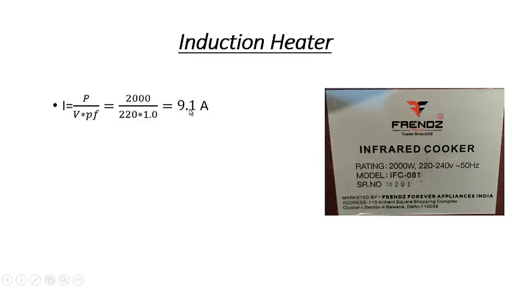Here also it's a heating load, but for an induction heater or infrared cooker, the power factor will not be equal to 1. It will be of the order of 0.9 or 0.95. I have used 1 over here. You can change it to 0.95 and see what its current will be. So this is for the induction heater.